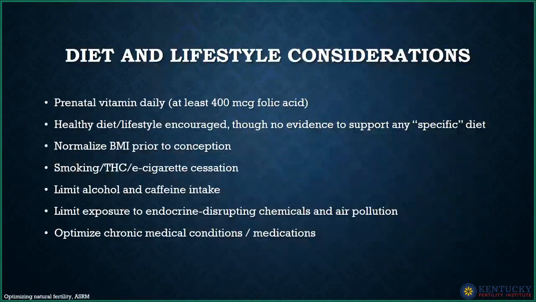We should briefly mention diet and lifestyle, because these will always be important considerations. All our women trying to conceive should be on a prenatal vitamin with at least 400 micrograms of folic acid. We want them to follow a healthy diet and lifestyle, though there is not a superior diet that's been consistently supported in our literature. It's great to have a normal BMI prior to conception. Of course, that's not always a goal we can successfully achieve, but we like to shoot for it when we can. Smoking cessation is extremely important for both partners, limiting alcohol, limiting caffeine, limiting exposure to potential endocrine disruptors and air pollution, and then thinking about other chronic medical issues and medications that patients may be on, just to make sure we're setting up for successful conception and successful pregnancy once that occurs.